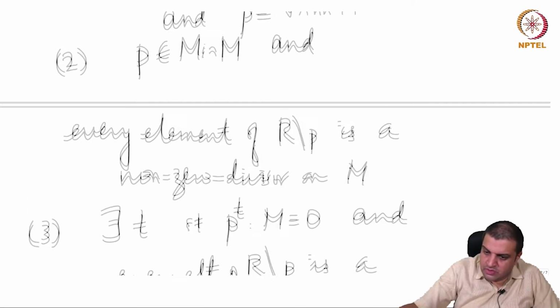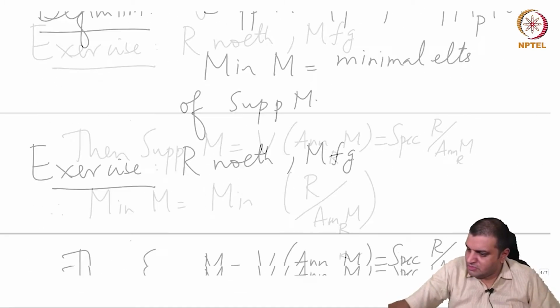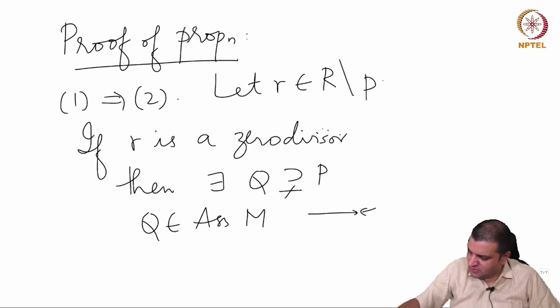If P is the radical of the annihilator of M, then every element inside M will be killed by some power of P, and hence among the associated primes of M, P will be there, and because P is primary, I should just write. Sorry, I'm saying too many things.